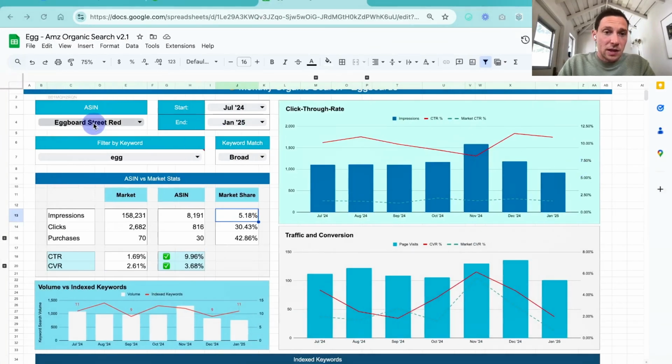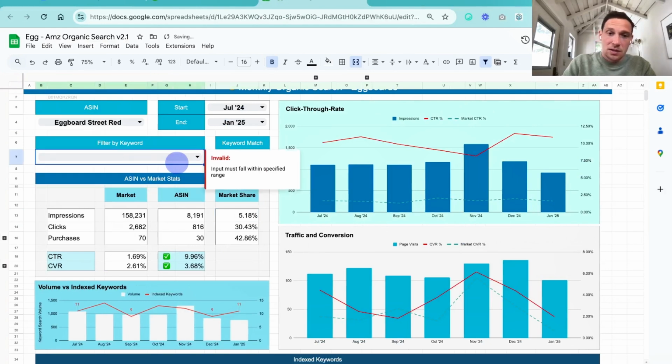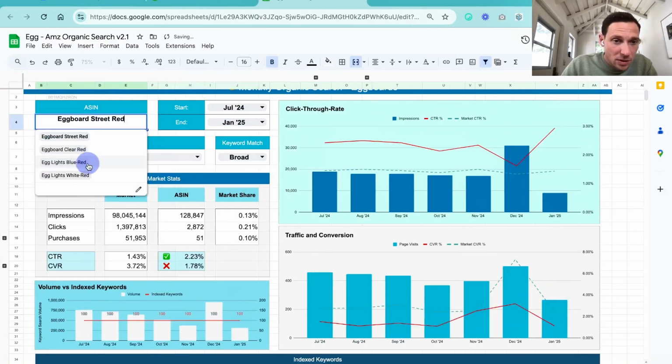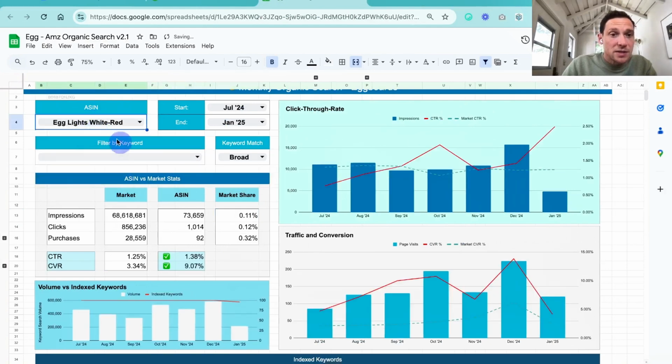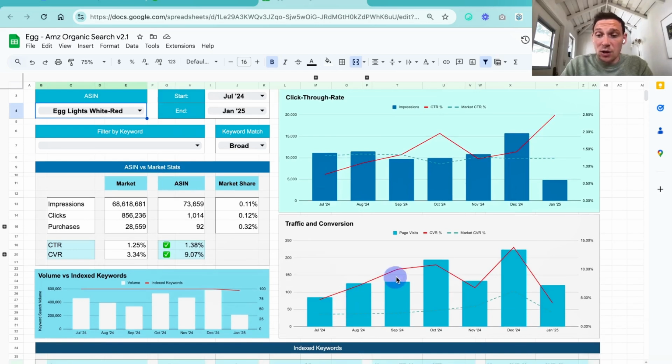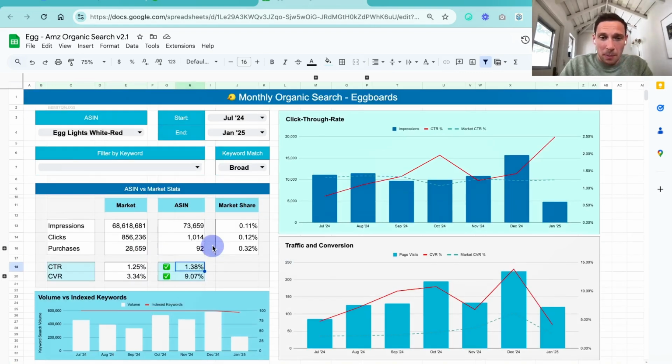Now, the other thing we can look at is my other product. The main source of sales for the lights is this one, egg lights, white, red. So the situation here is actually different, because as you can see, I have both a click-through rate higher than the market, and a conversion that is consistently higher than the market. Conversion is about 3 times the market, and click-through rate is similar.